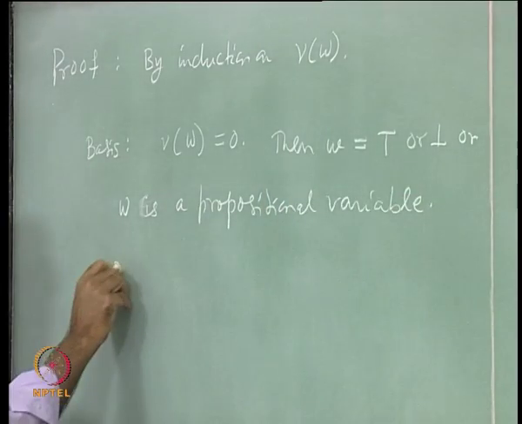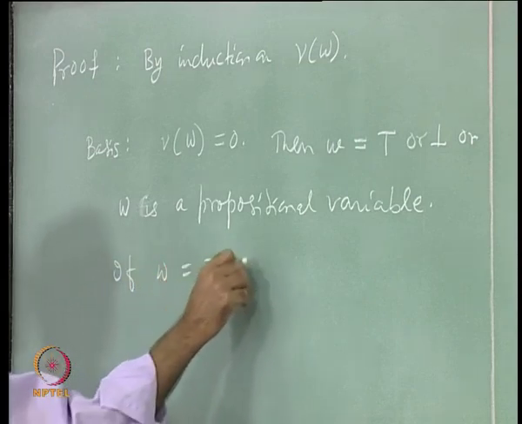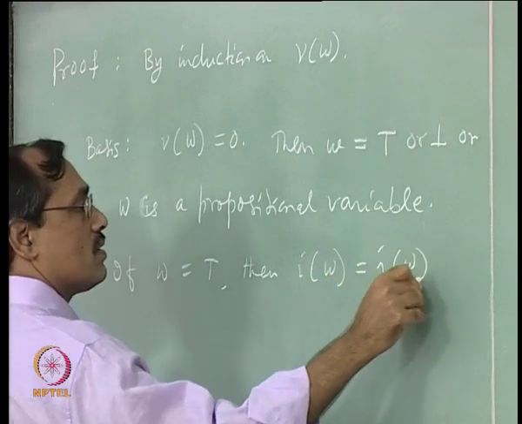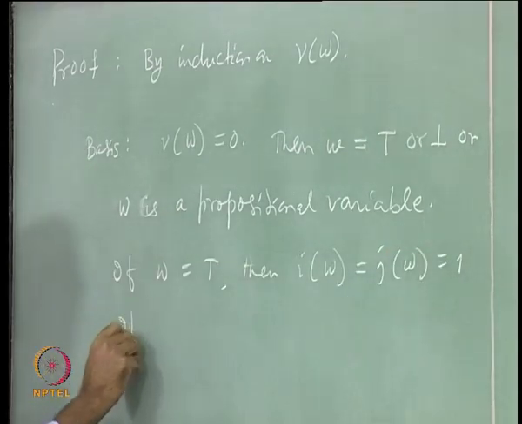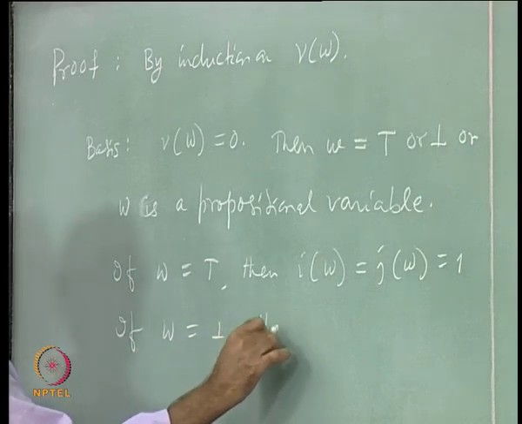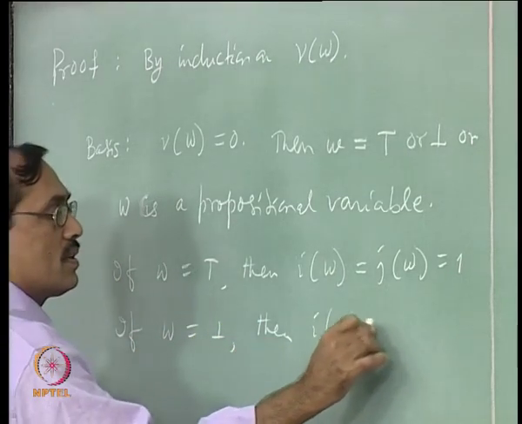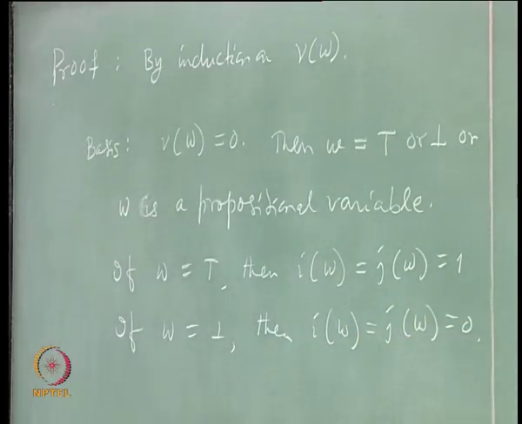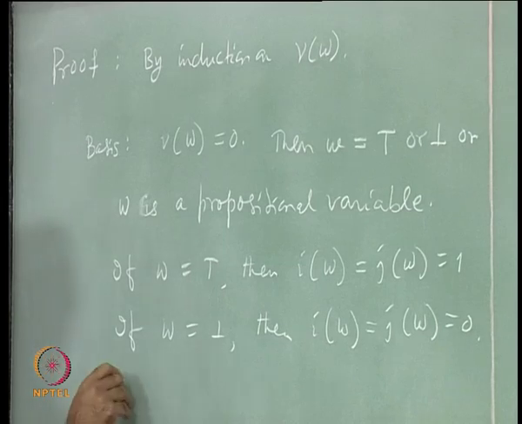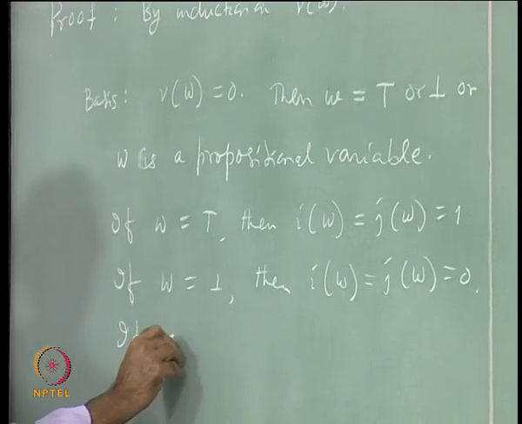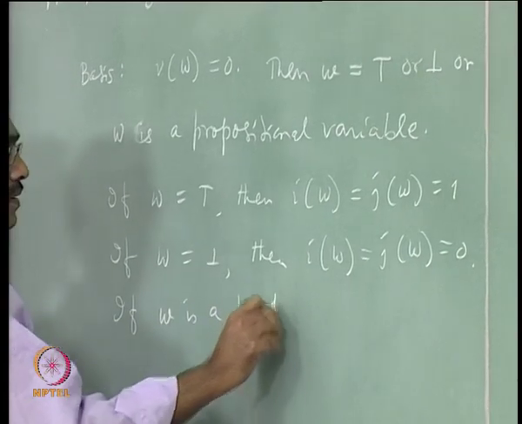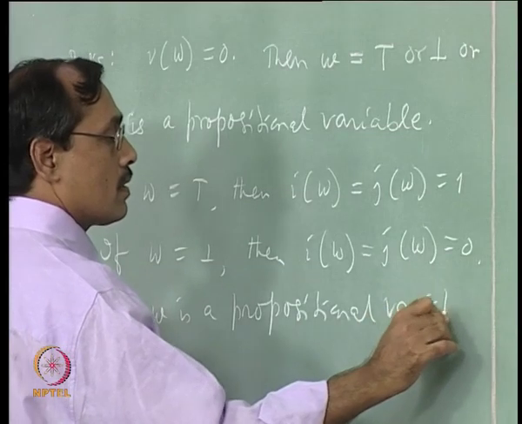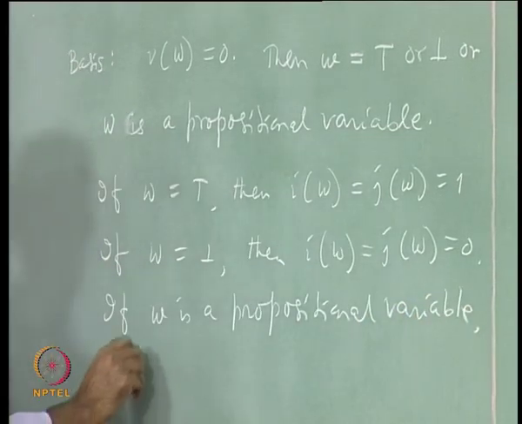Fine. If W is top, then I of W equals j of W equals 1. If W is bottom, then I of W equals j of W equals 0, fine. If W is a propositional variable, then what happens?